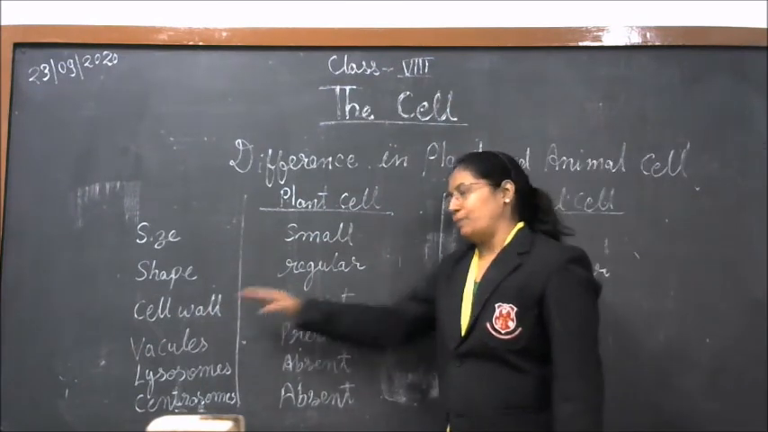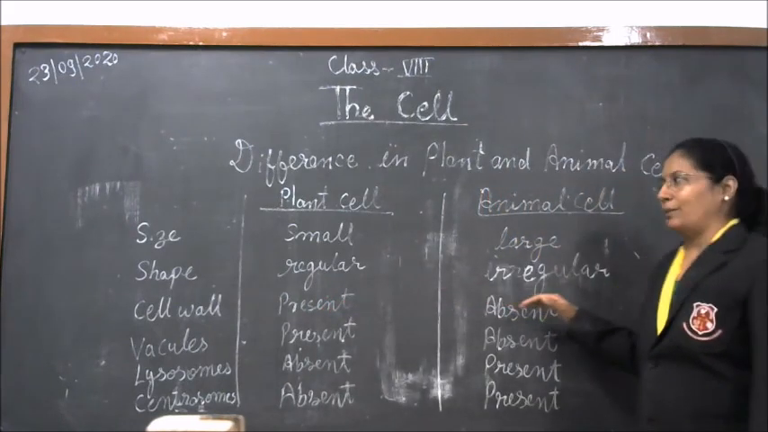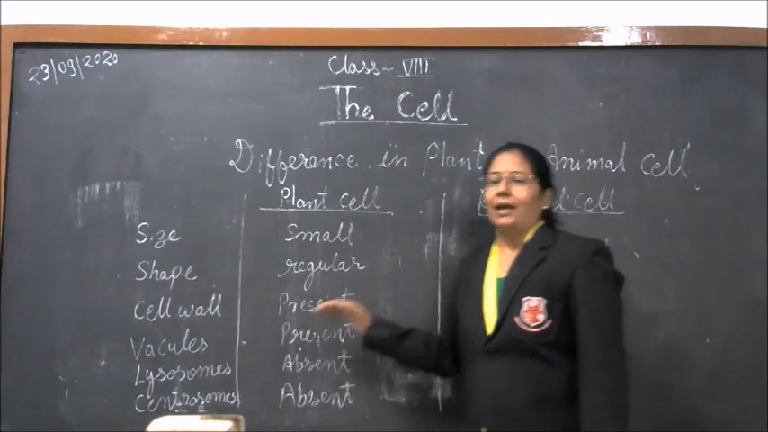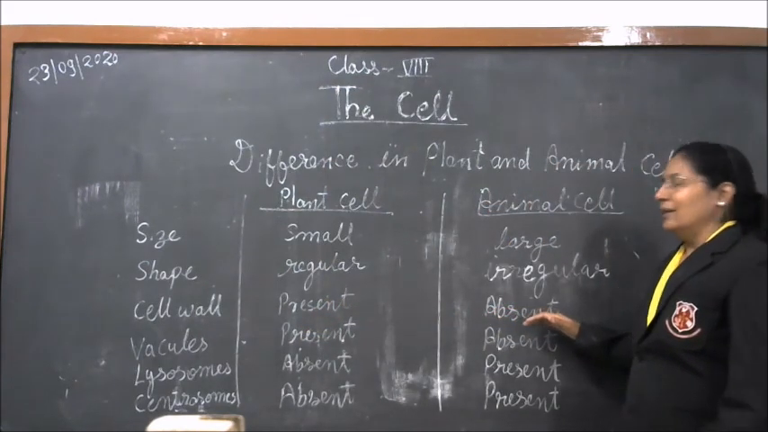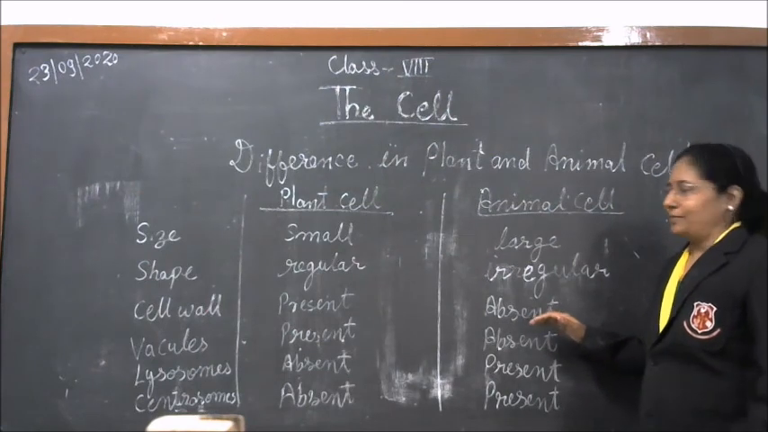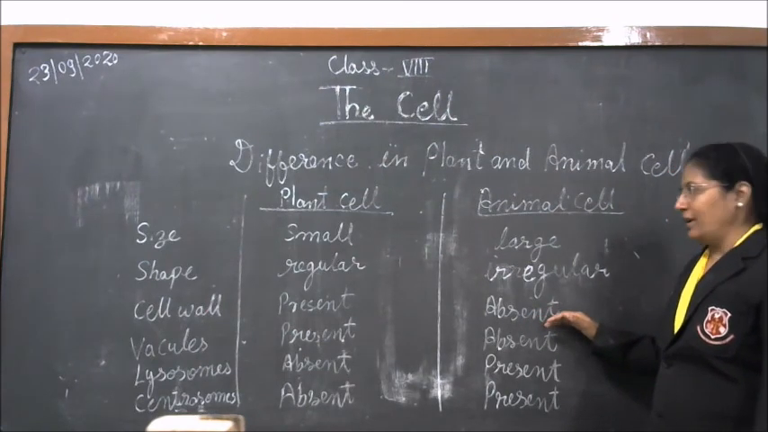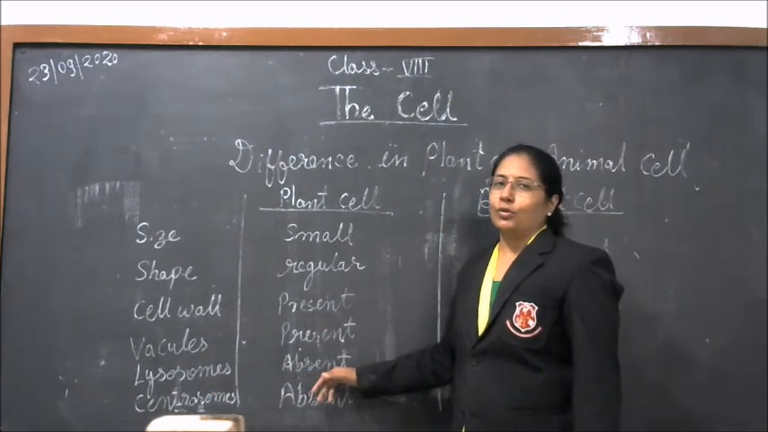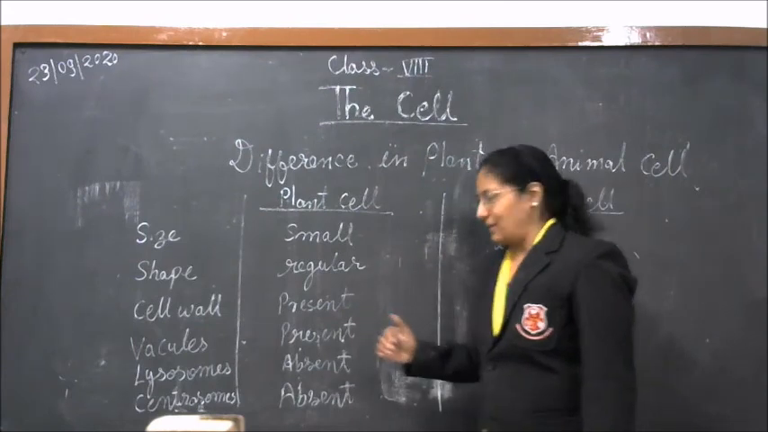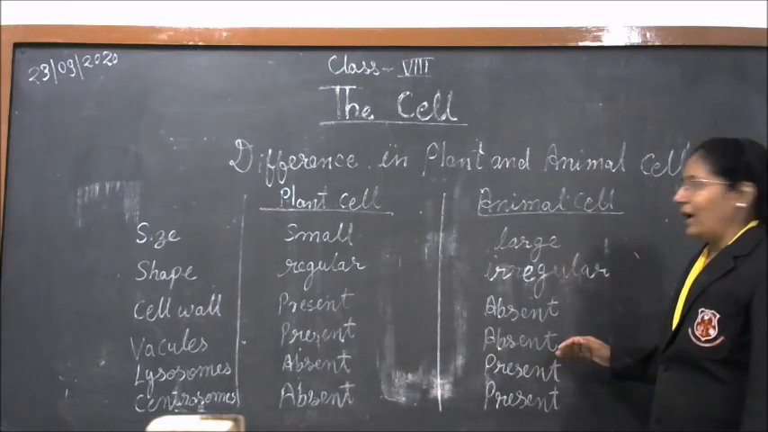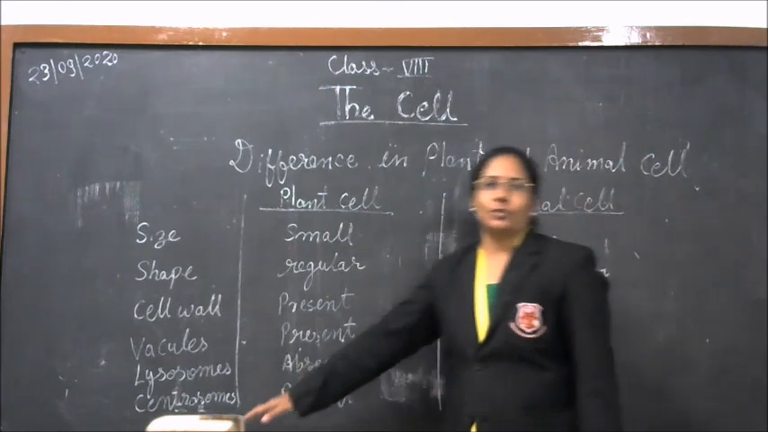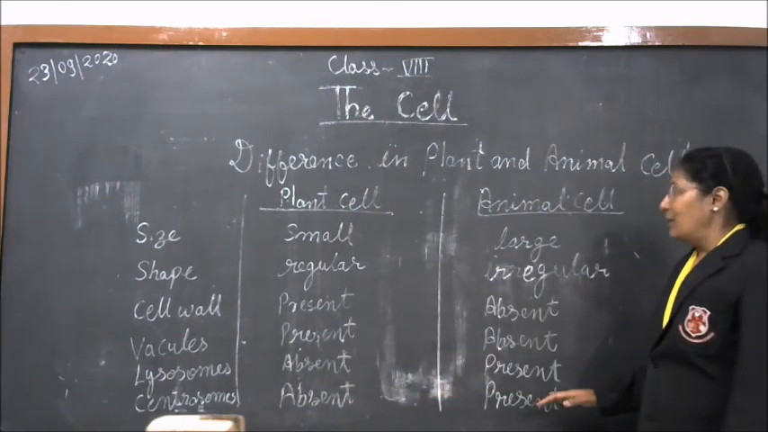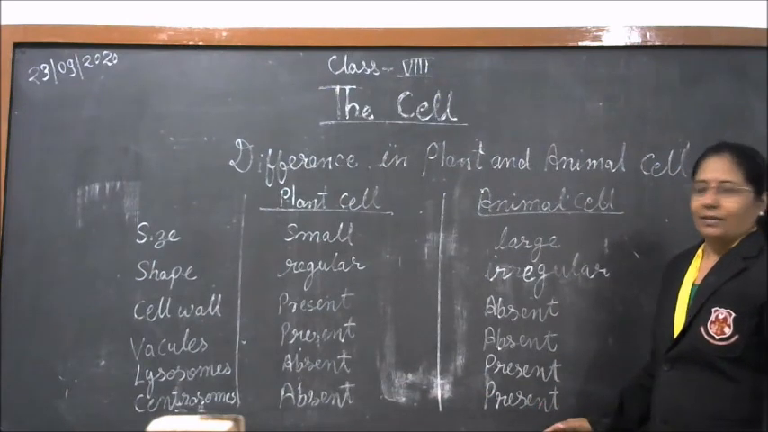Cell wall is present in plant cells, which is absent in animal cells. Vacuoles are present in plant cells, and in animal cells, if they are present, they are very small. Otherwise, they are normally absent. Lysosomes are absent in plant cells. There is no use of lysosomes in plant cells. Whereas animal cells have lysosomes and centrosomes also. Plant cells don't need centrosomes, whereas animal cells need centrosomes too.